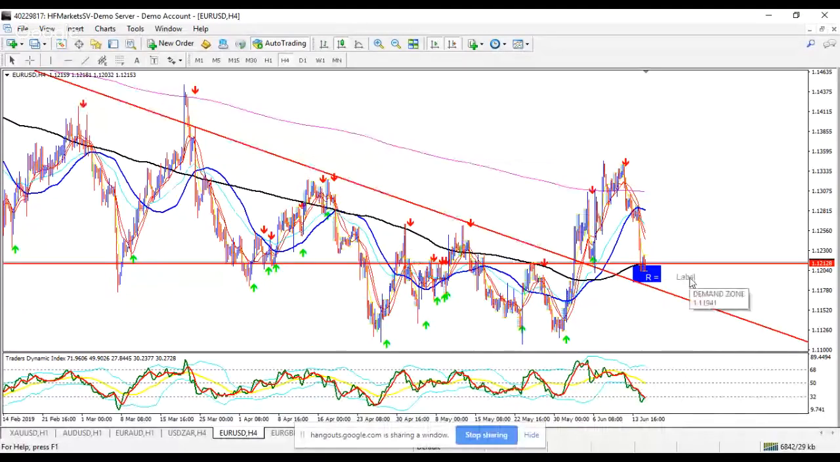I don't understand why it's not changing. It should be changing. It should be right in the label. It should be right in the demand zone. All right, but I'm not about to stress about that. So you guys understand what I'm trying to talk about. Right now, this is the demand zone.